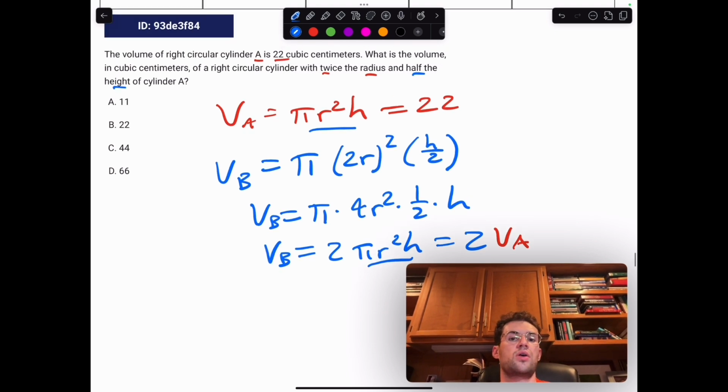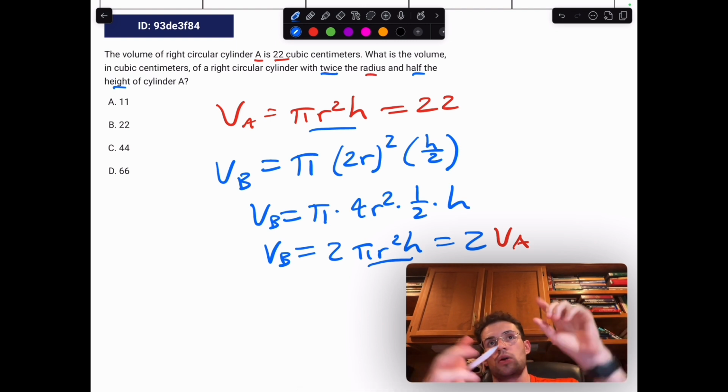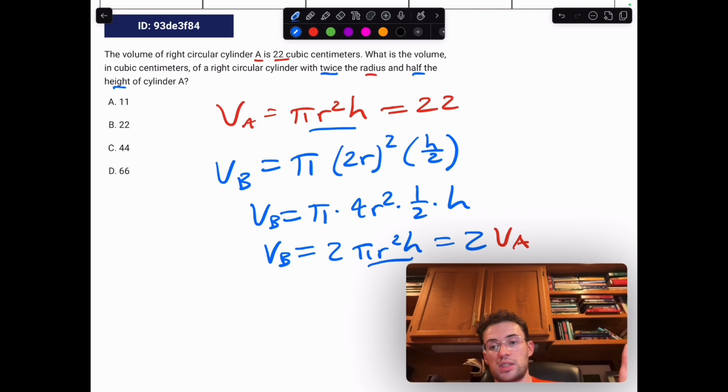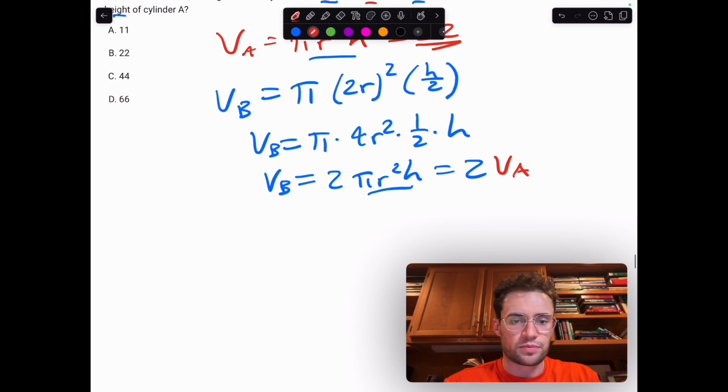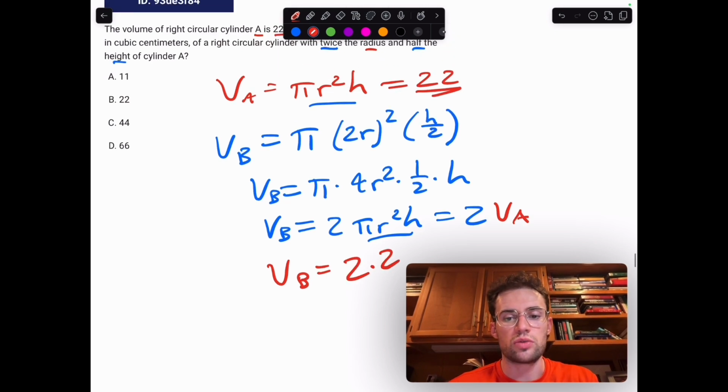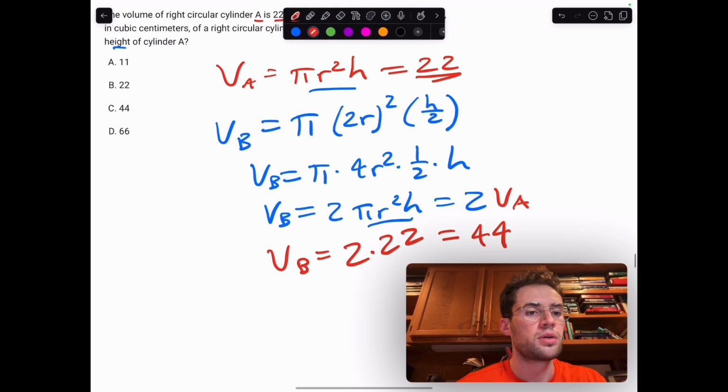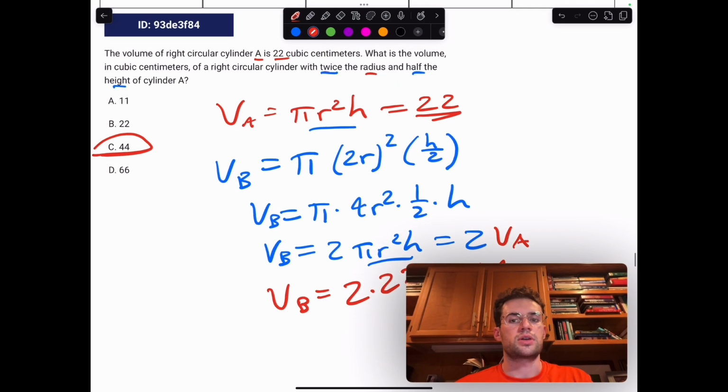Even though you'd think, oh, you doubled one of the things and halved the other, so those would cancel out. Well, the thing that you doubled, you squared that doubling. So you basically multiplied it by 2 twice, and then you only multiplied by 1/2 once. So you're still left with double. And then we just plug in our volume A, which we have right here. So volume B is equal to double of 22, which is equal to 44. So that's all you got to do there.